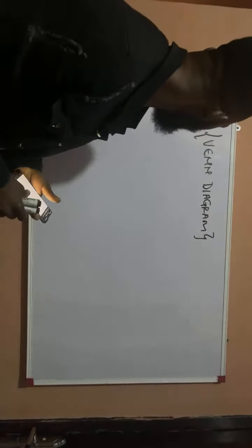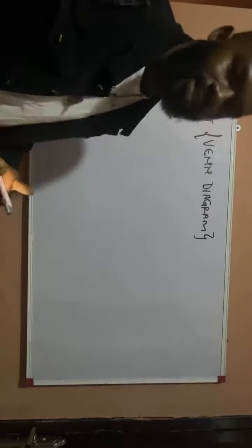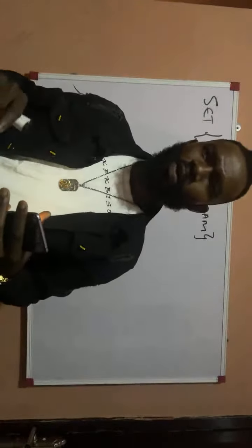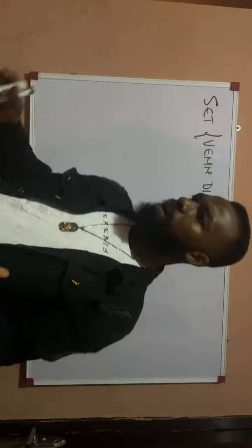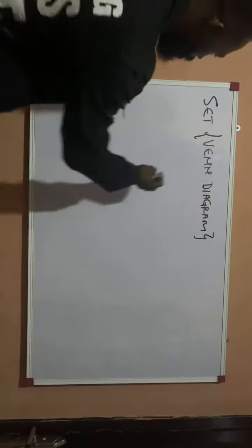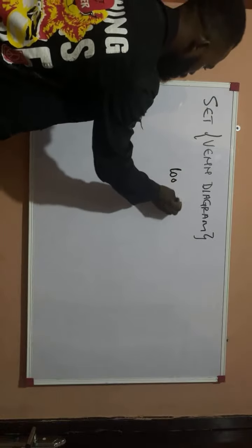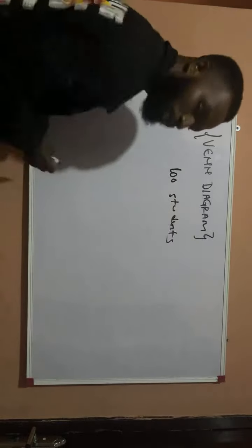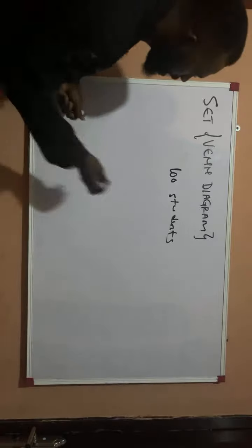sets. There's what we refer to as a universal set. Now, when you use the word universal set, it simply refers to the superset or the total number of finite things that you are talking about. For example, in a given class of 100 students, the 100 here represents our universal set.